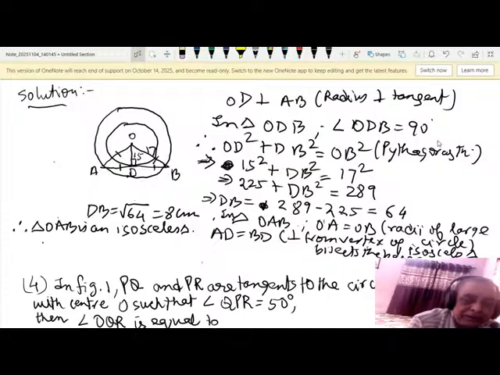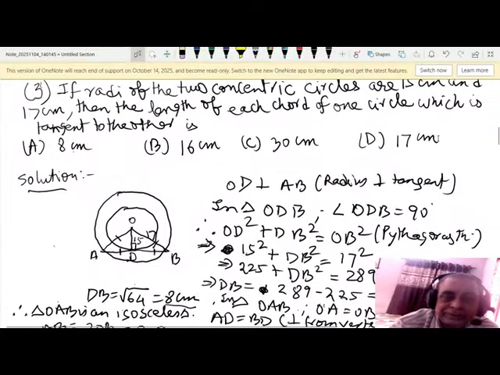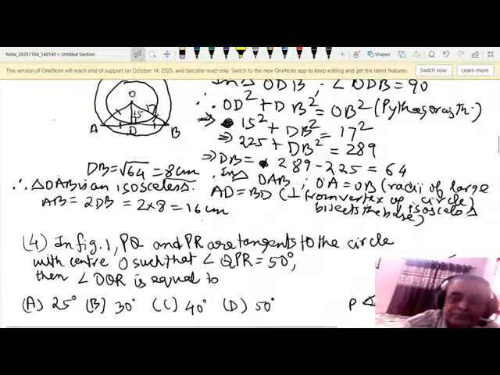So what will be the length of AB that we are asked to find? That is 2 times DB. DB length we have already calculated, which is 8 centimeters. So 2 times 8 is 16 centimeters. So the correct choice here is B. The answer is B.